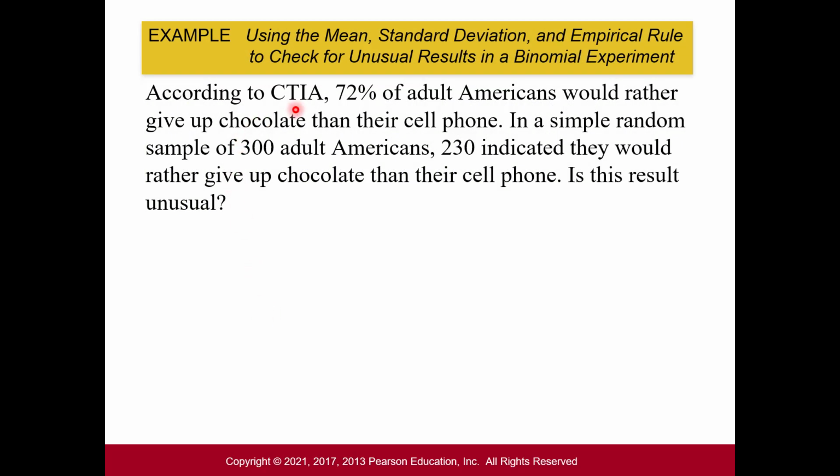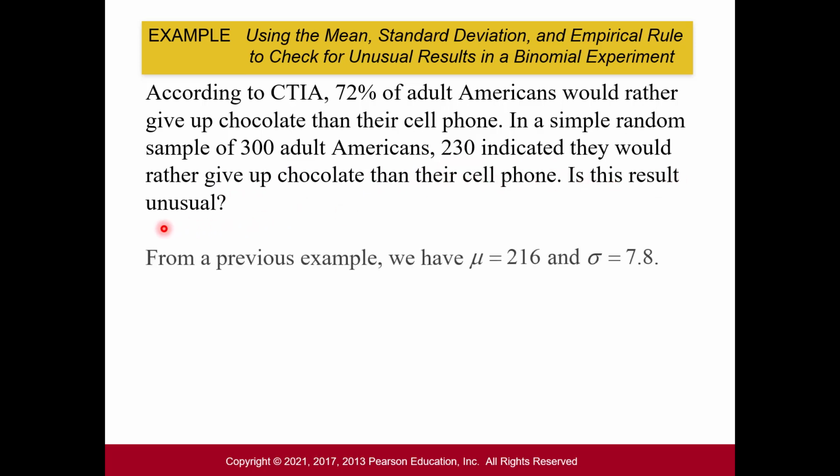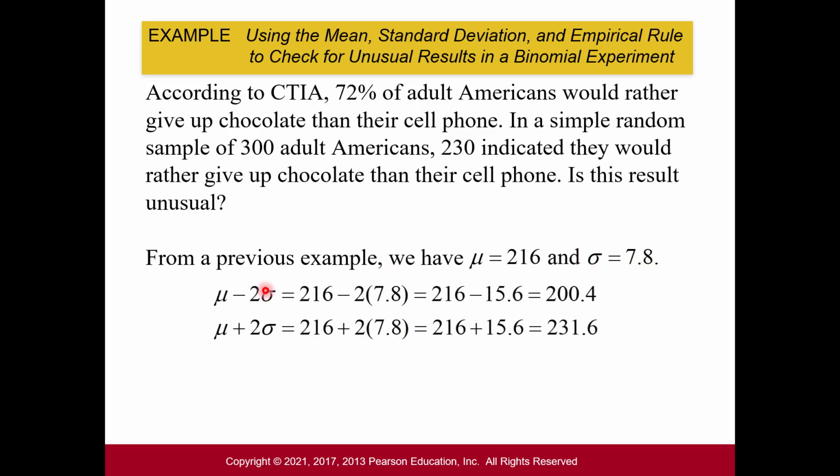So according to CTIA, 72% of adult Americans would rather give up chocolate than their cell phones. And so in a simple random sample of 300 adults, 230 indicated they would rather give up chocolate than their cell phone. Is this result unusual? So from our previous example, we figured out that the mean, mu, was 216 and that the standard deviation, sigma, was 7.8.